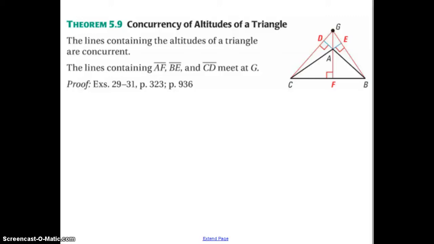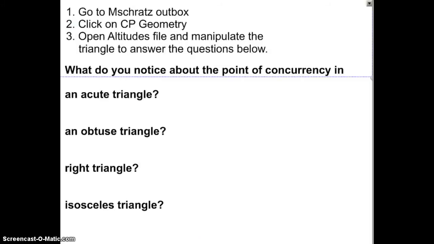Okay, so now you're going to take a little bit of a look at that with acute triangles, obtuse triangles, right and isosceles triangles in this sketchpad. So if you go to your next slide, you're going to go to My Outbox again, click on CP Geometry, and open up the altitudes file. You're going to manipulate those angle measures so you can get your different triangles, an acute, obtuse, right, and isosceles triangle, and tell me what you notice about that point of concurrency, which is called the orthocenter.